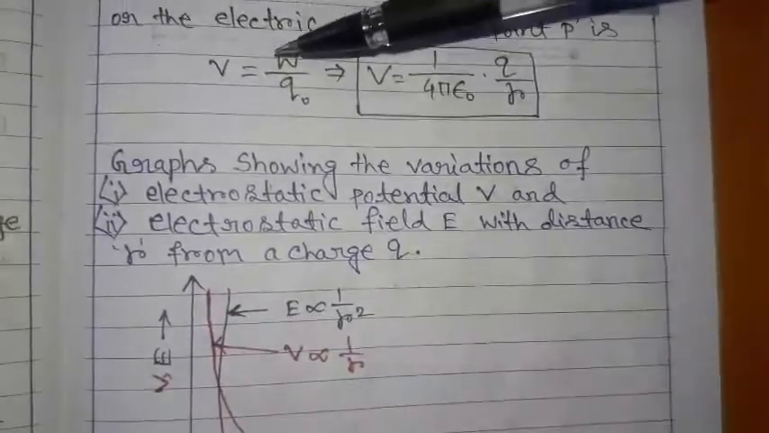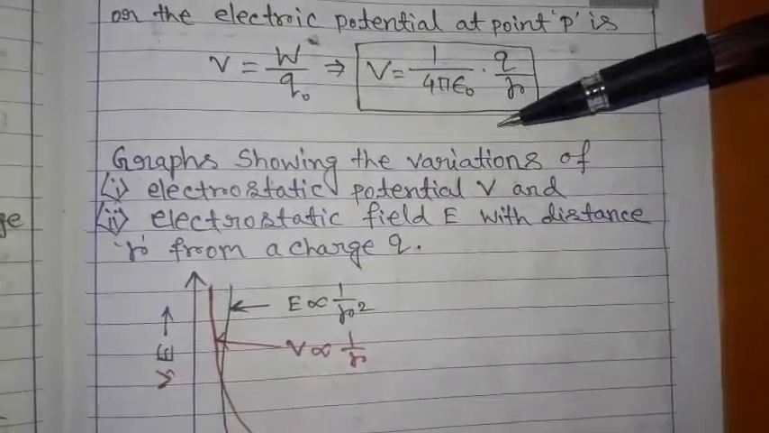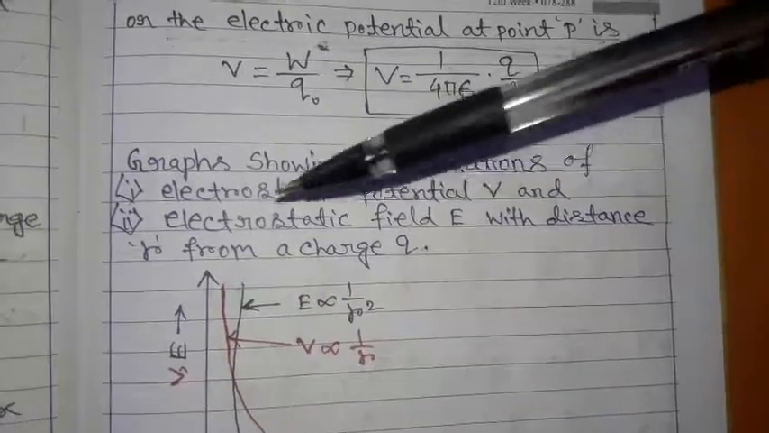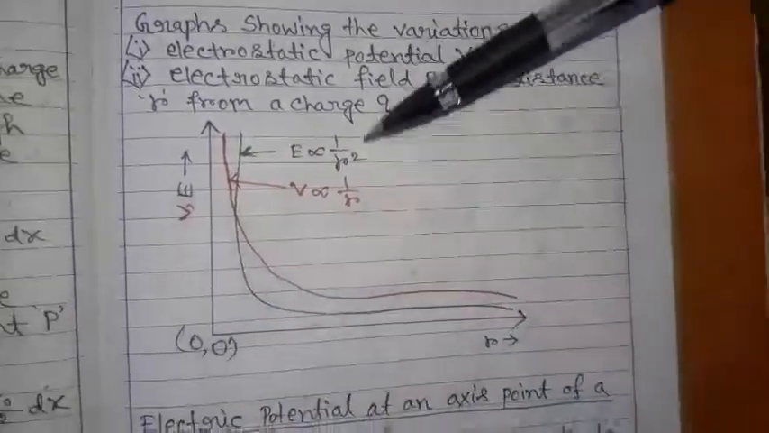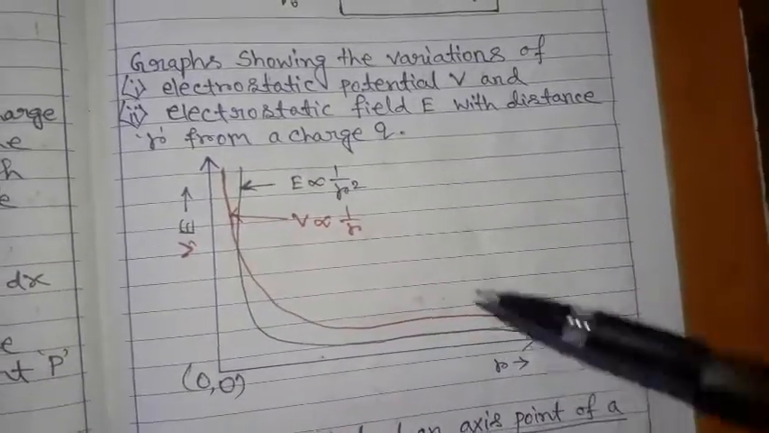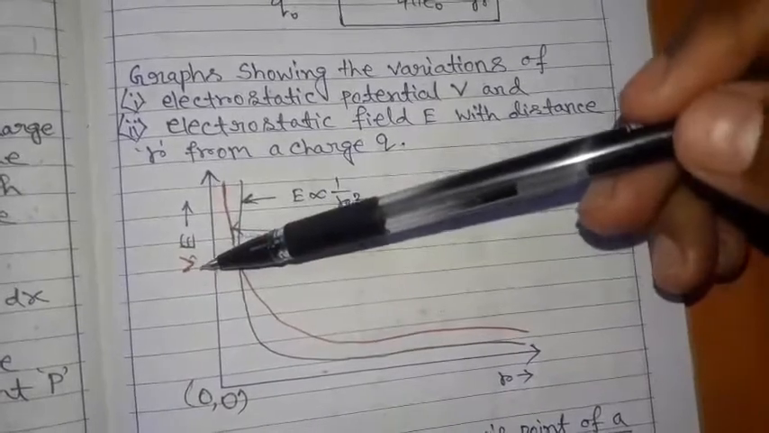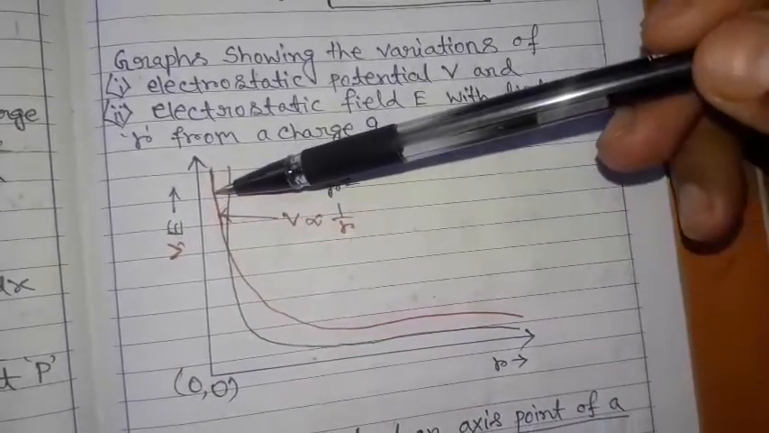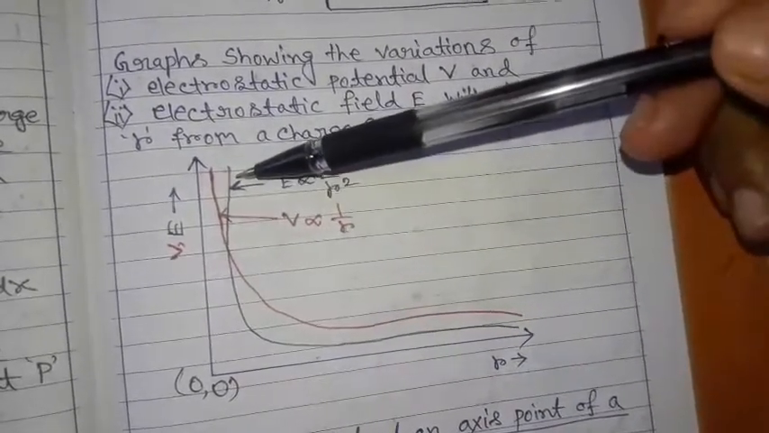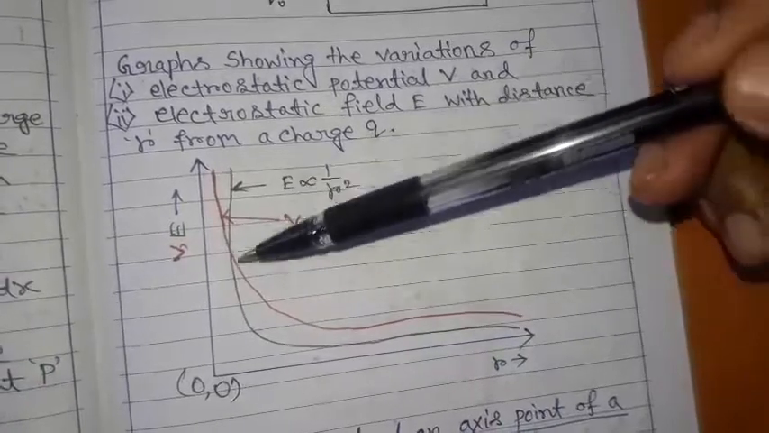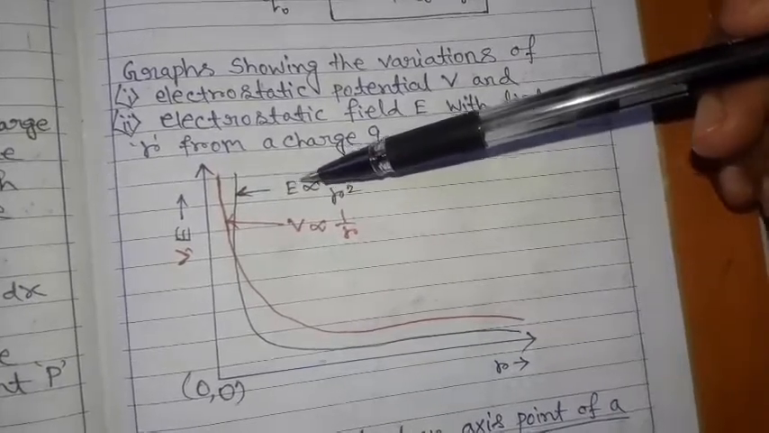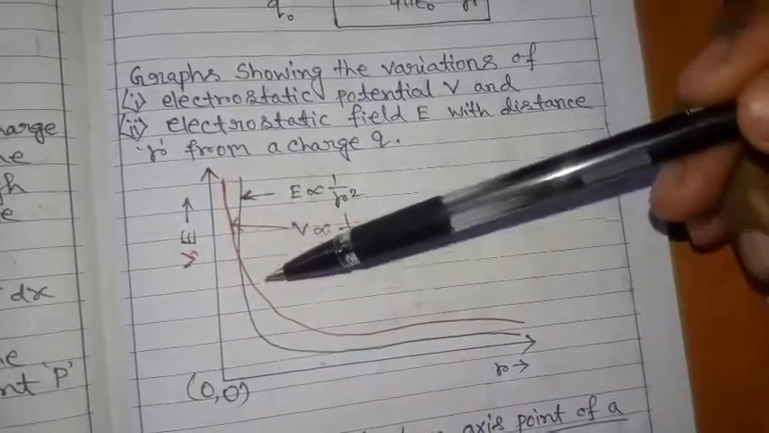The next topic is graphs showing the variations of electrostatic potential V and electrostatic field E with distance r from a charge Q. Here in the diagram we see we have taken along the horizontal axis distance r and along the vertical axis potential and electric field. The red line shows the variation of electric potential with distance r and the black line indicates the variation of electric field with distance r. We know V is proportional to 1 by r and E is proportional to 1 by r square. That's why the graph will be like this.